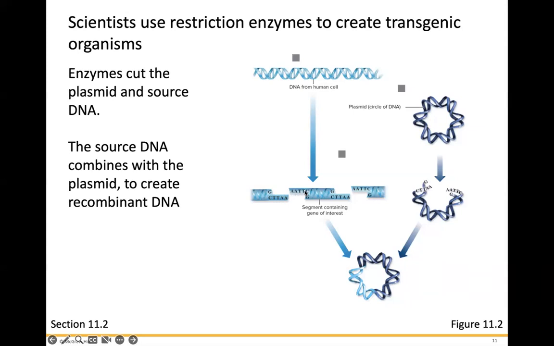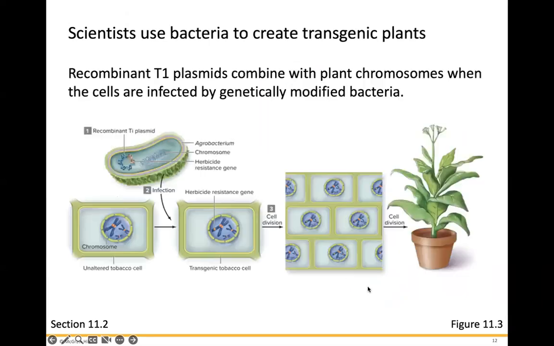And what happens then is this end will base pair up with this end. You can see AATTC is going to pair up with TTAAG. Okay. And same thing over here. And this will then insert the new segment of DNA into the plasmid.